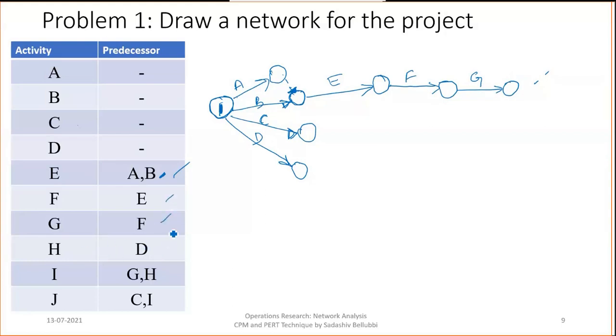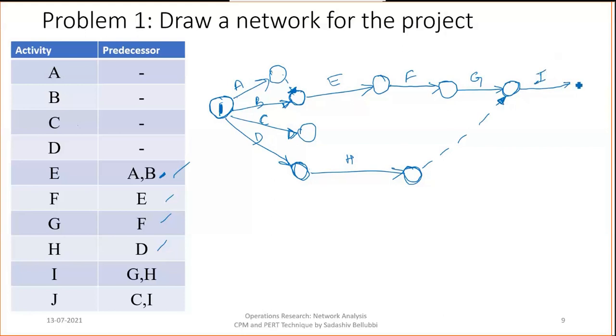Where is the D? Okay, here is the D. So after D, H should be drawn. We'll draw H. Next, for I, G and H should be finished. Here is the H, and here is the G. After G and H, we can start with I. So it is better to join these by a dummy activity, and now I will draw the I.